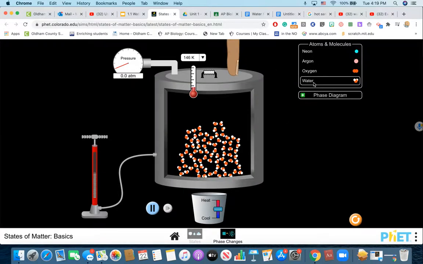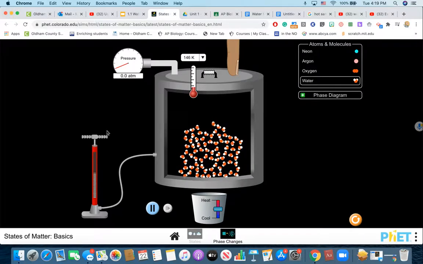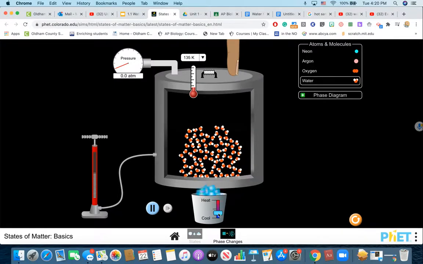Let's turn these into water molecules. This is water molecules. We're not going to mess with pressure. We're not going to pressurize it. That would let us talk about some other concepts. We're just going to alter the temperature. So first, I'm going to cool the temperature down. So we're going to apply some ice to it.